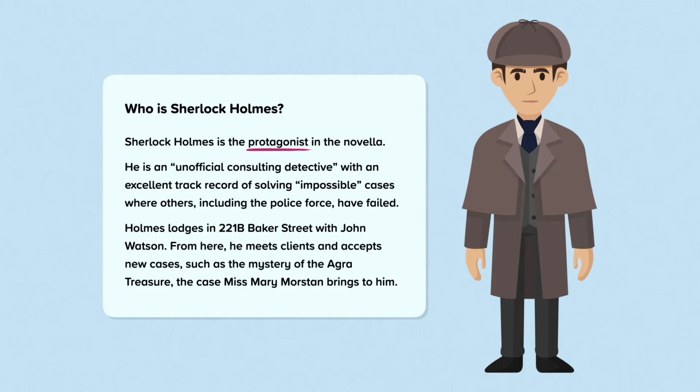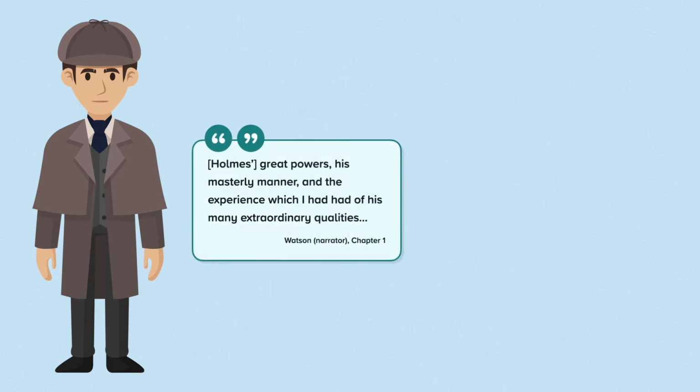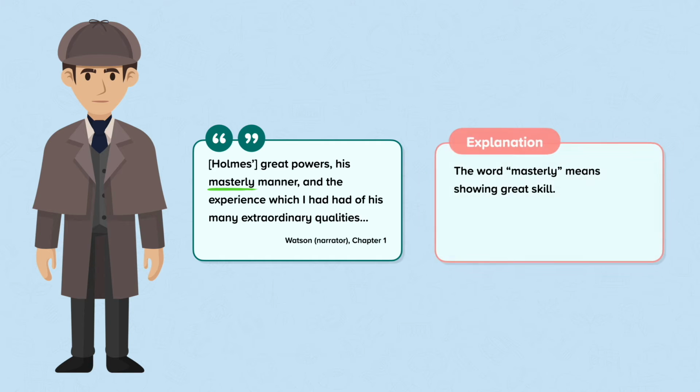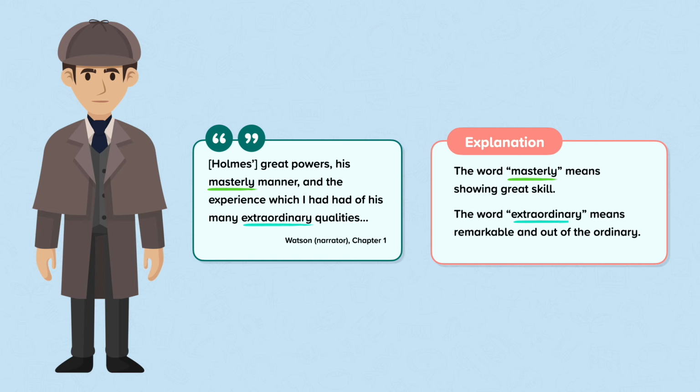From here, he meets clients and accepts new cases, such as the mystery of the Agra treasure, the case Miss Mary Morstan brings to him. Watson, the narrator, describes Holmes's great powers, his masterly manner, and "the experience which I had had of his many extraordinary qualities." The word masterly means showing great skill, and the word extraordinary means remarkable and out of the ordinary.